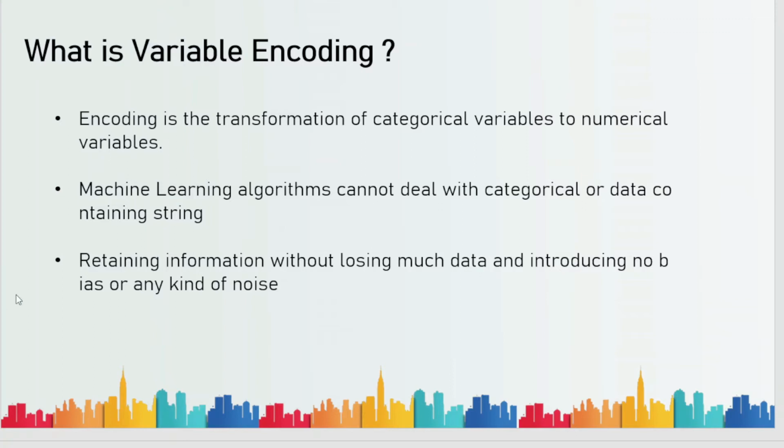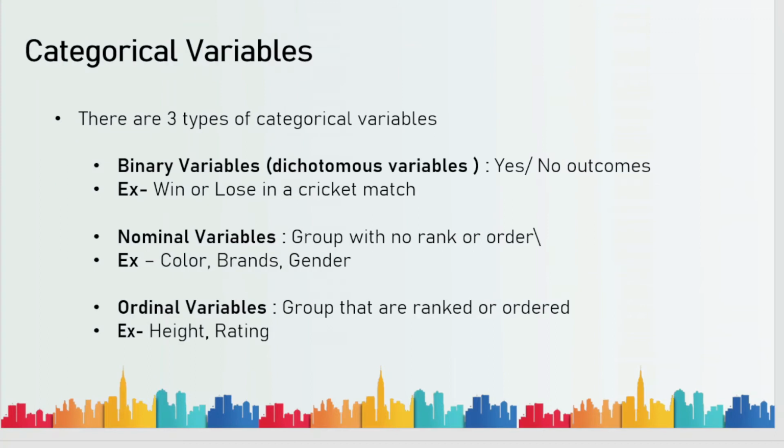So there are three types of categorical variables. The first one is binary, or we can say a yes or no kind of variable. A simple example is win or loss of a match. Or in case of image classification, we can take the example of the cats and dogs problem. The target variable in that case is a binary variable.